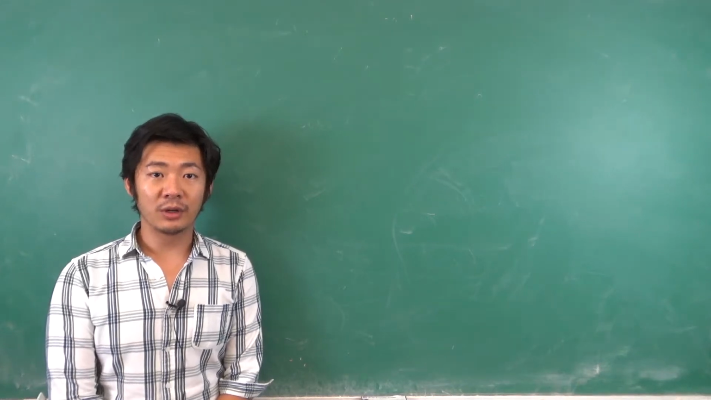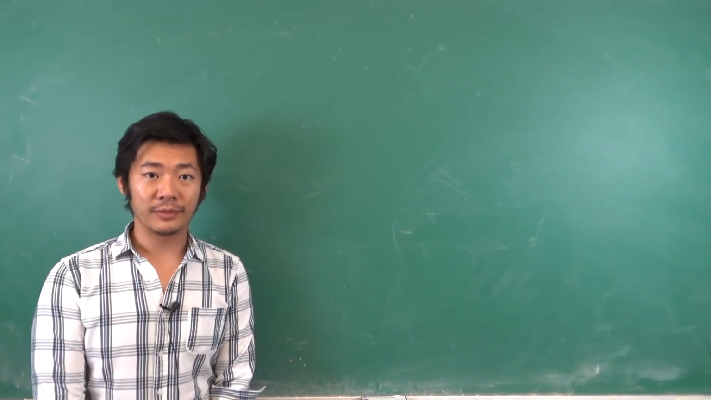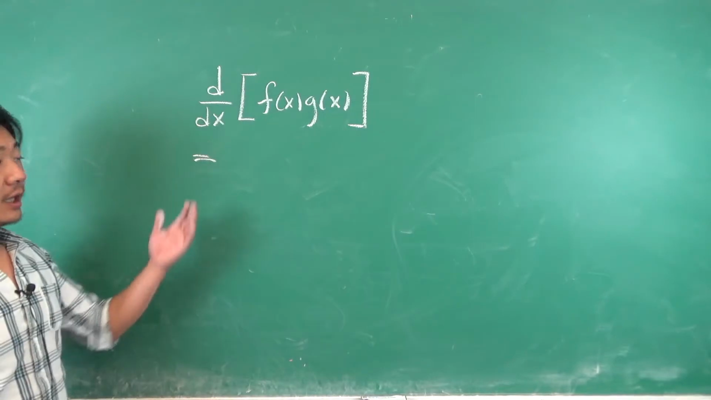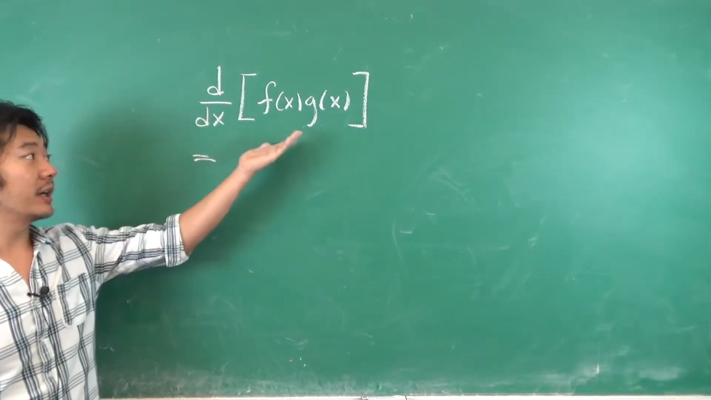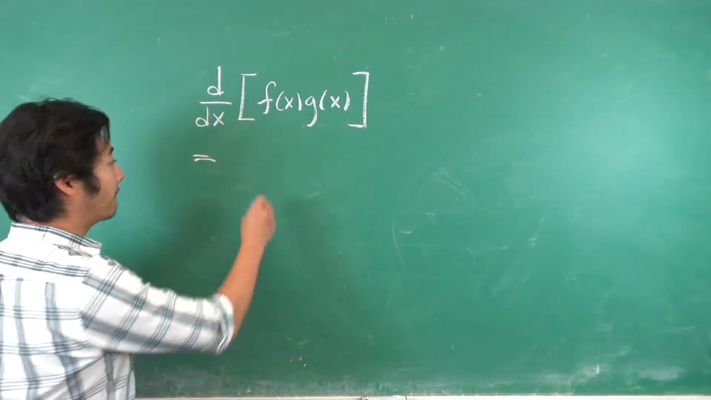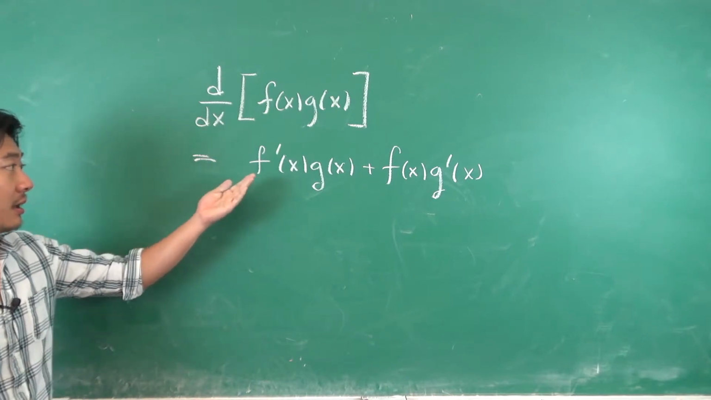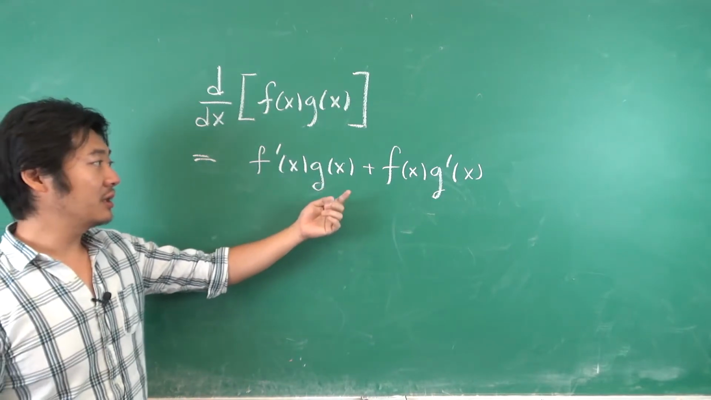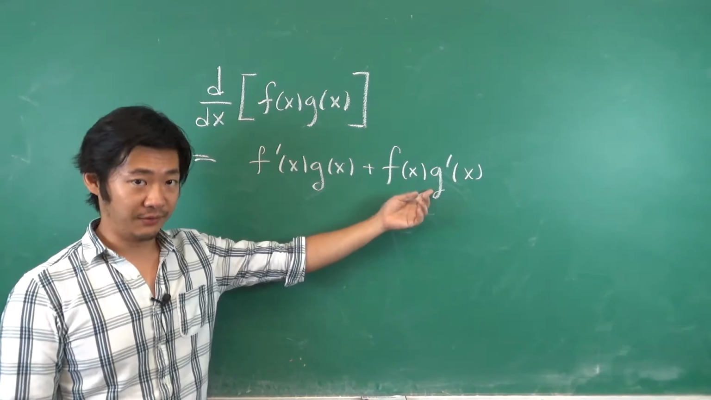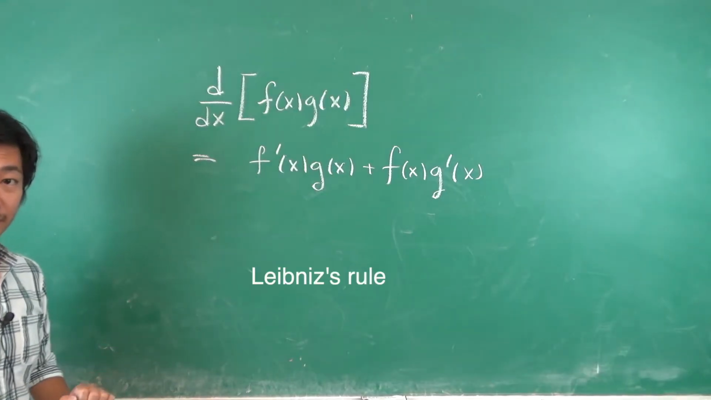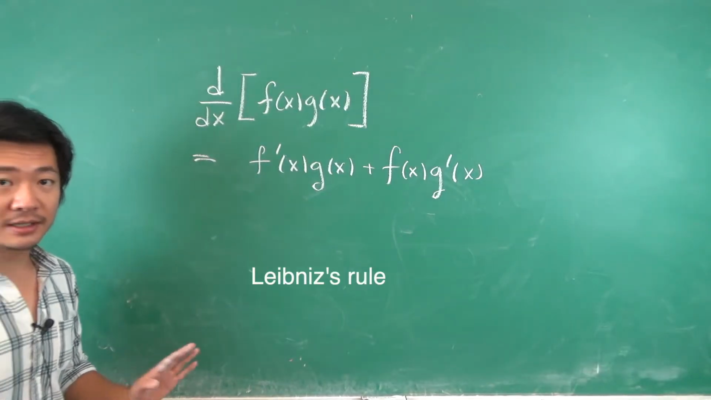In this video, we will go over the product and the quotient rule. The product rule is the following. If we want to compute the derivative of f times g, then we can compute it by doing the derivative of f times g plus f times the derivative of g. This is sometimes called Leibniz rule, and the intuition is as follows.